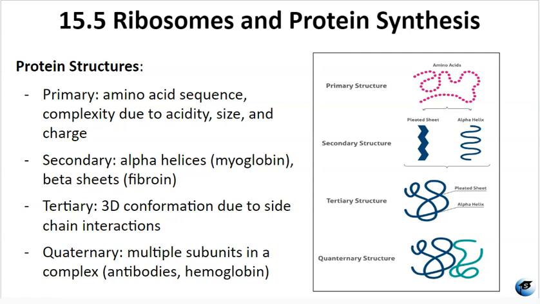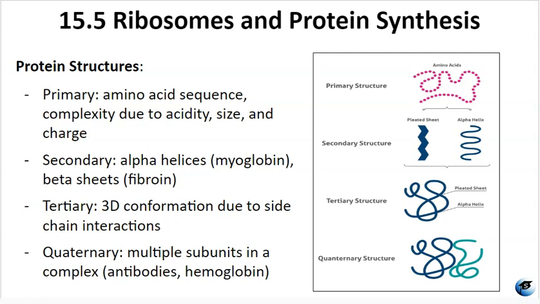Tertiary structure is the large-scale 3D formation of the protein caused by numerous interactions between the side chains of the different amino acids, and the interactions between alpha helices and beta sheets. And then quaternary structure is the arrangement of several protein subunits all together in a complex.